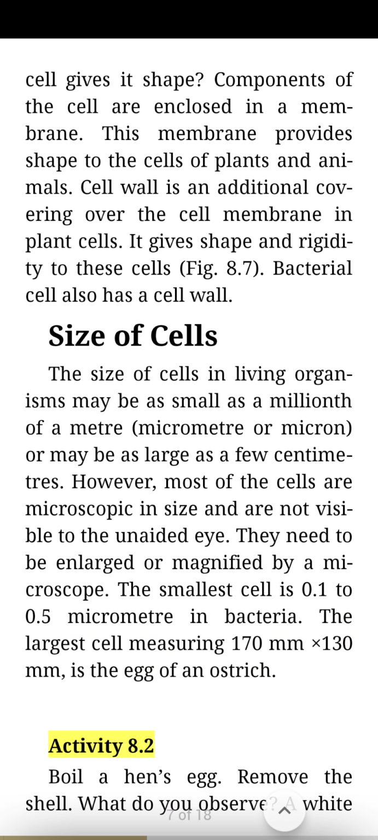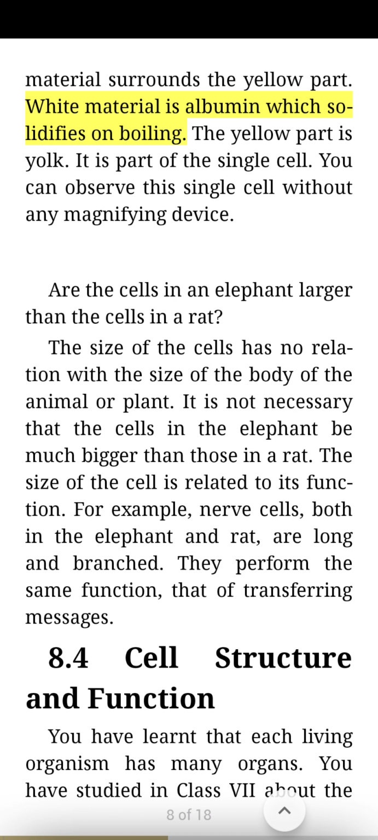Activity 8.2. Boil a hen's egg. Remove the shell. What do you observe? A white material surrounds the yellow part. White material is albumin which solidifies on boiling. The yellow part is yolk. It is part of the single cell. You can observe the single cell without any magnifying device.